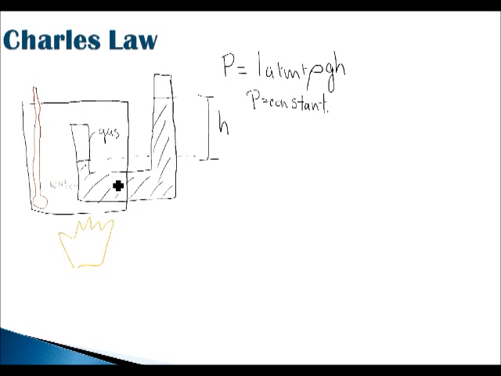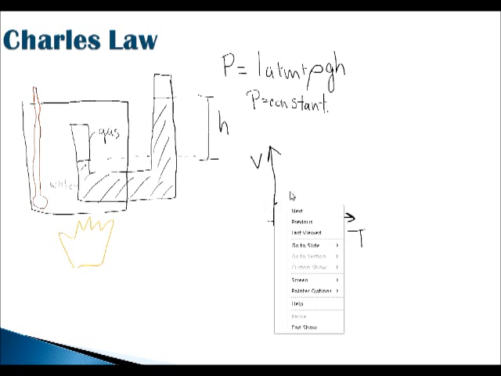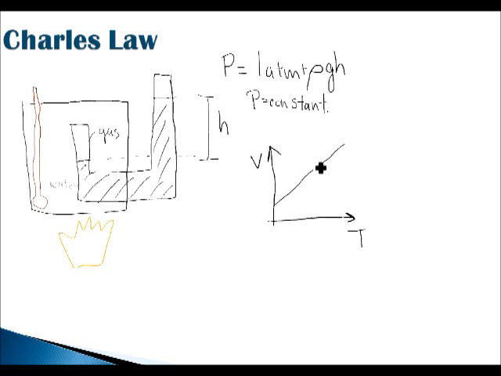And what we are doing is measuring the volume of gas in here as the temperature changes. And we find, if we were to plot this, temperature is the thing we are changing, the independent variable. We're measuring the volume, the dependent variable. And what we find is a relationship something like this. So as the temperature increases, the volume will also increase at a constant pressure.